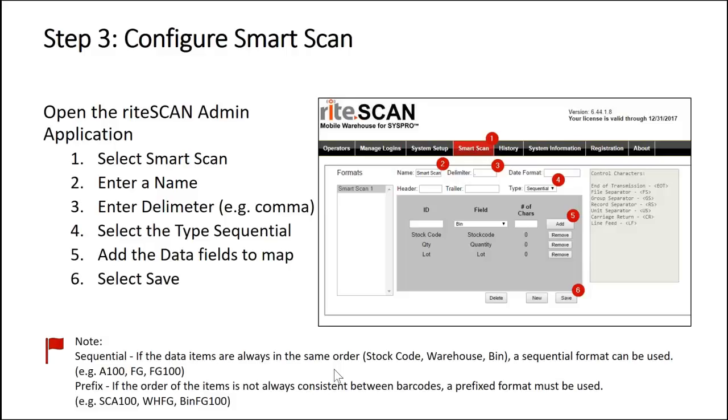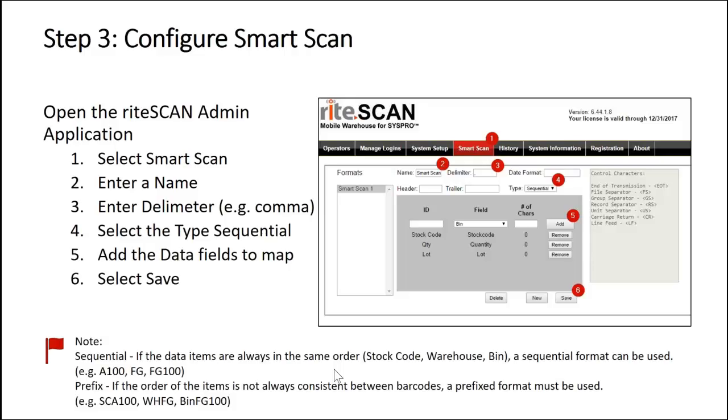So what that allows you to do is, if for some reason the order changes, and one time it's going to be stock code, warehouse, bin and the next time it's bin, warehouse, stock code, it's going to use the prefix to actually identify where those items are supposed to be mapped to.